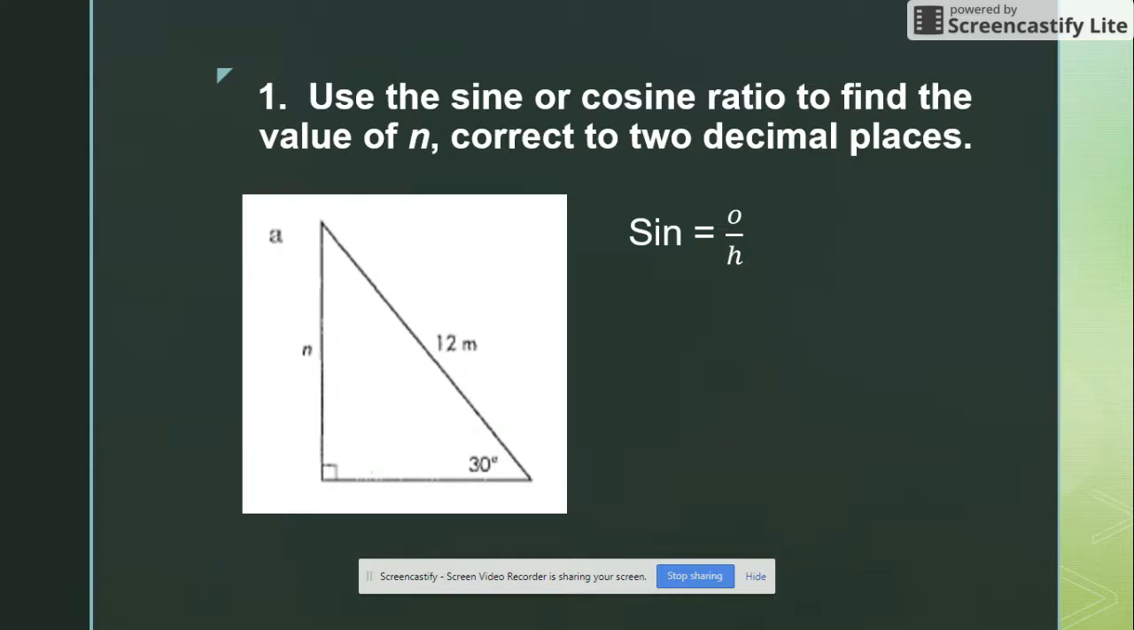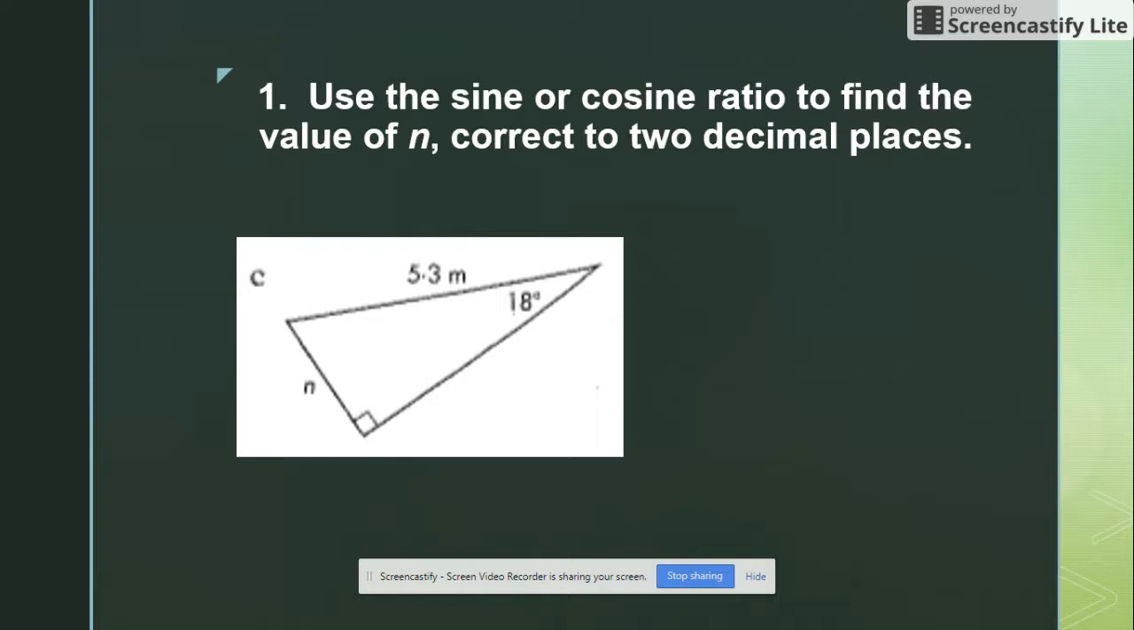Okay, so what is our O? Our opposite is our N, and our H we know is our 12. So we're going to go 12 times sin 30 equals, there'll be so many meters. Make sure you write this all down, see?